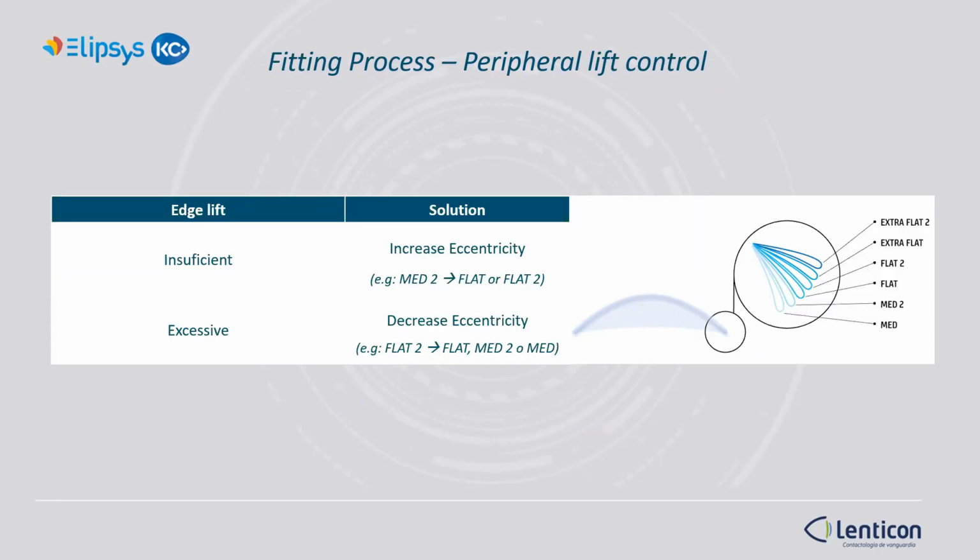The peripheral lift control technology allows us to have a precise control over the edge lift, while increasing or decreasing the lens posterior surface eccentricity. If the edge lift is insufficient, the eccentricity should be increased, for example, by moving from MET 2 to flat or flat 2. If the edge lift is excessive, the eccentricity of the lens should be reduced, for example, by moving from flat 2 to flat or MET 2.